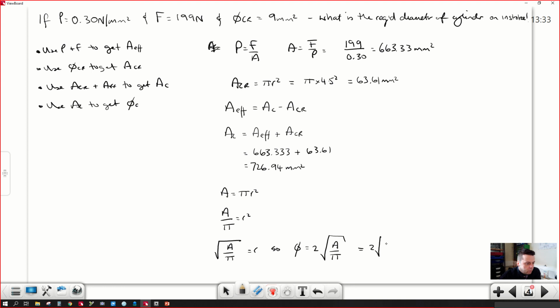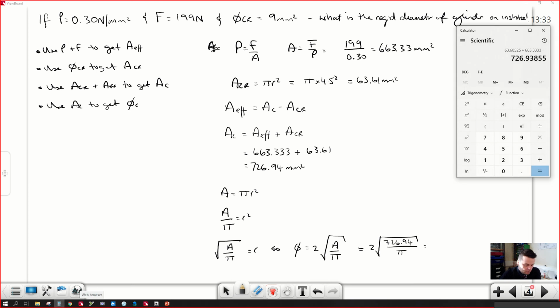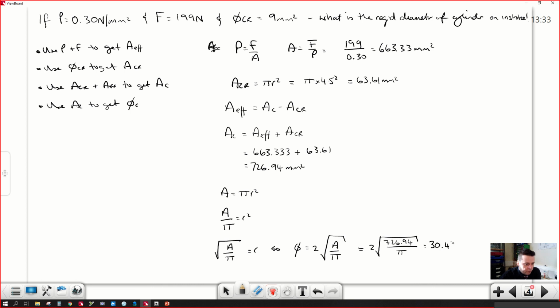So 2 multiplied by the square root of 726.94 divided by pi. We divide that by pi, find the square root of that, and then multiply by 2. That equals 30.43 millimeters. Look back at our original data: that's 2 significant figures, 3 significant figures, 1 significant figure. So we need to round this to 1 significant figure, which equals, nicely, 30 millimeters.